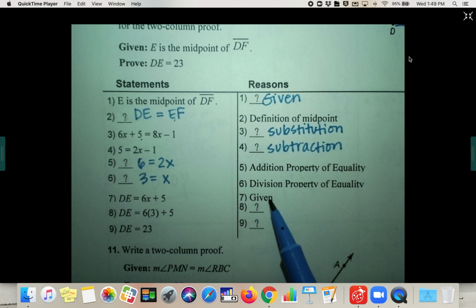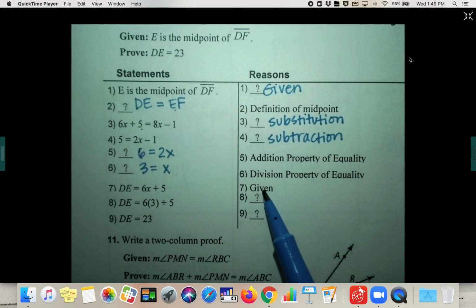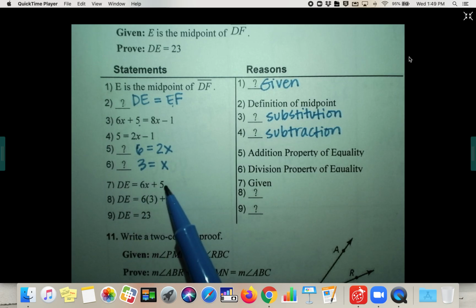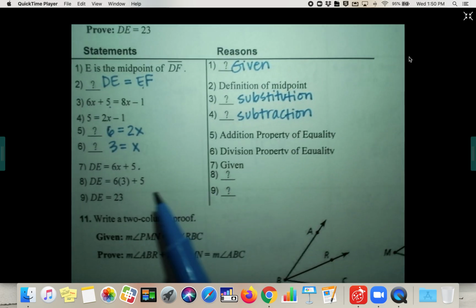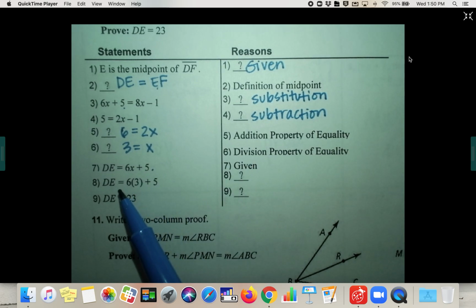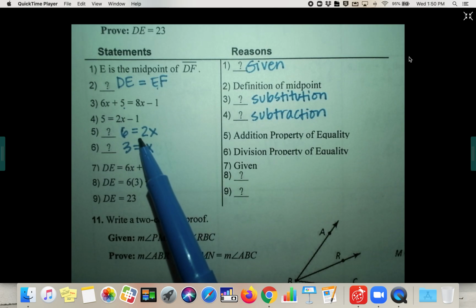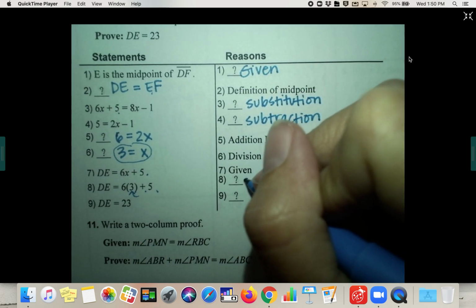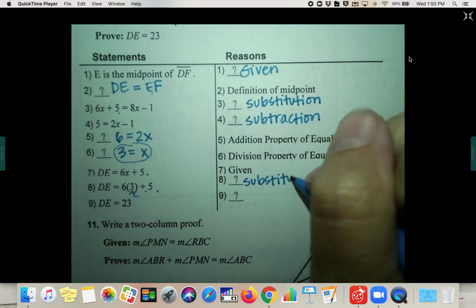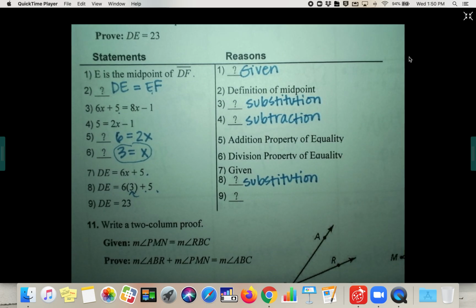And then they're giving us more information. So now they're saying DE equals 6x plus 5. And the reason we know that was given is because up here it says DE equals 6x plus 5. So DE equals 6x plus 5, that was given. What about DE equals 6 times 3 plus 5? If we knew up here that x equaled 3, then when they stuck 3 in here for x, that is called substituting it. So this would be substitution. We're substituting a number for a letter, for a variable.